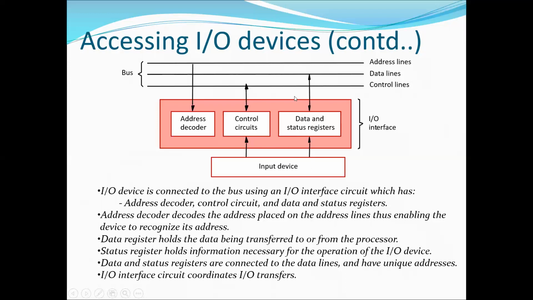For the operation of these IO devices, some additional information is required. Those are carried through the status register. Data and status registers are connected to the data lines and have unique addresses. IO interface circuits coordinate the IO transfer.